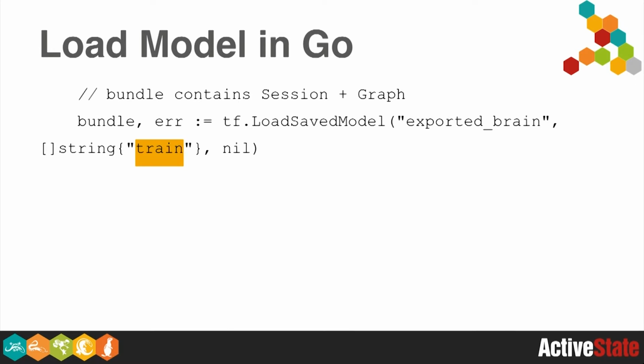So now we're going to load our model in Go. We've got our model, we've trained it, and we're going to load it. We just use the TensorFlow binding, and we call load save model. Exported brain is the folder that it was exported from. And then there's a tag there. It's really important that you have the right tag. You can tag it either as a serving model or a training model, and this one I had as a training model.